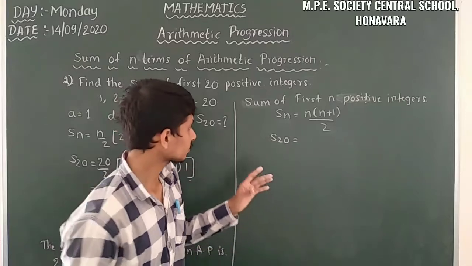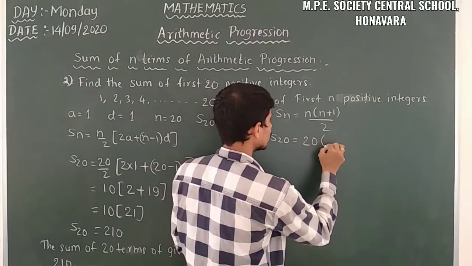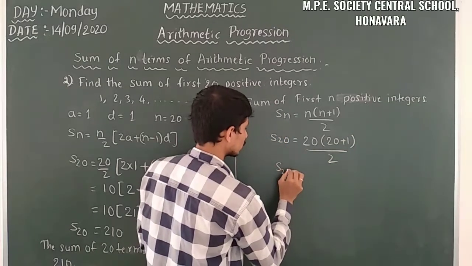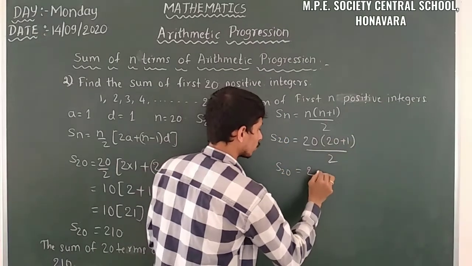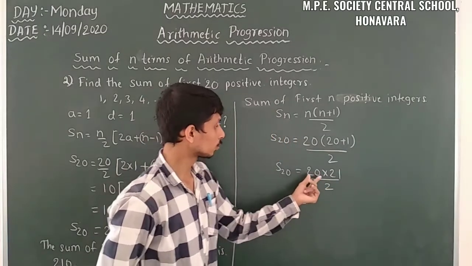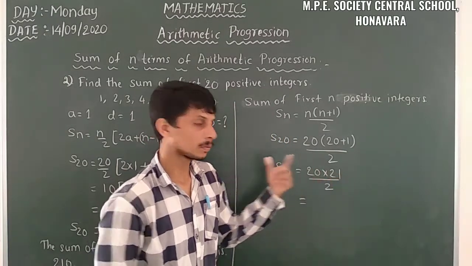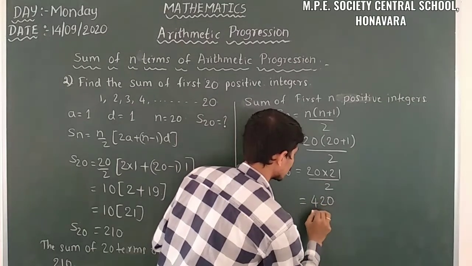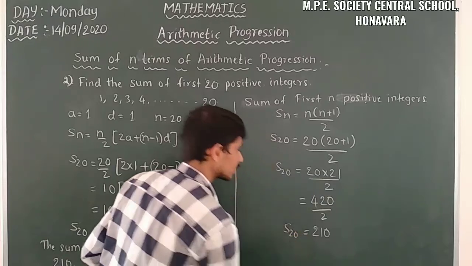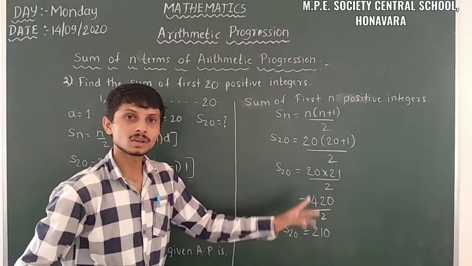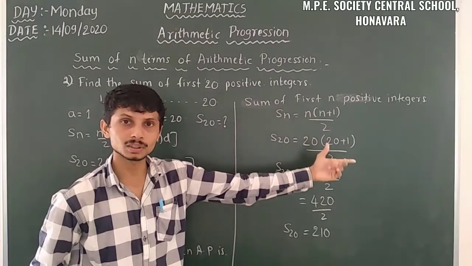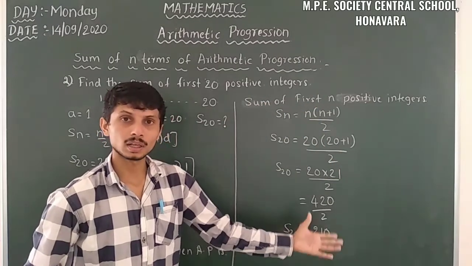Yes, S20 is equal to 20 into 20 plus 1 divided by 2. So S20 is equal to 20 into 21 divided by 2. 20 into 21 means we have 420, divided by 2, we have 210 as the answer. That is the sum of first 20 positive integers, which is 210 only.